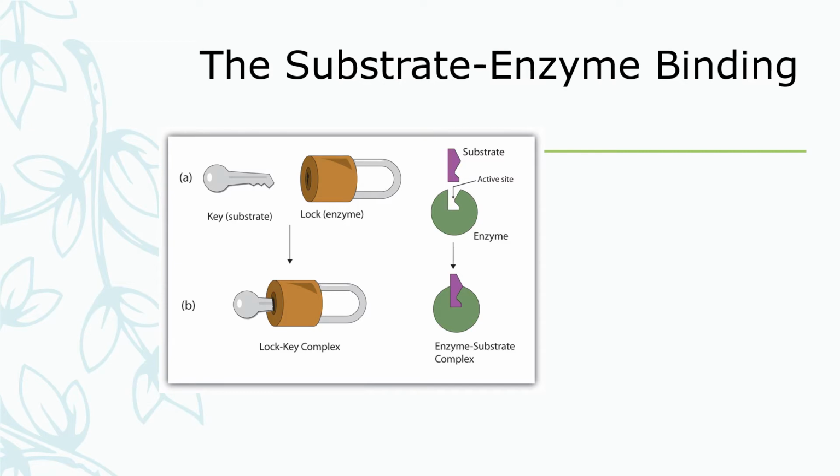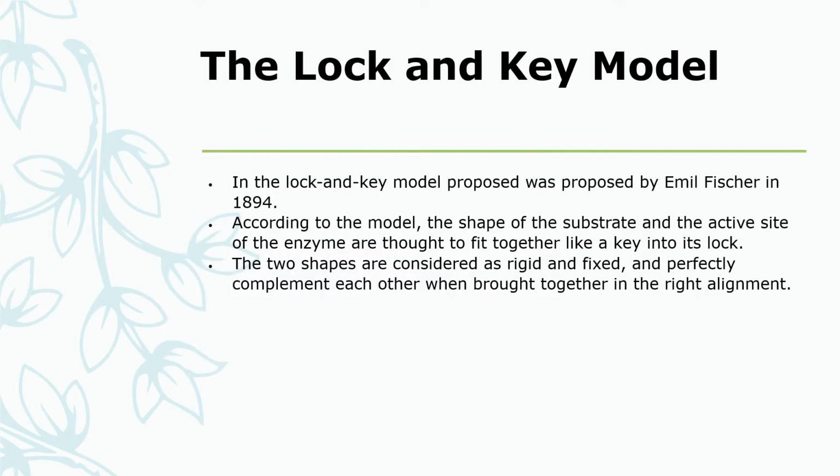Okay, so what happens, the same way how the key acts. How the key just gets fixed into the socket. In the same way the substrate also gets fixed into the active site of enzyme and forms the enzyme substrate complex. So this is why it is called the lock and key hypothesis. And this lock and key hypothesis model was proposed by Emil Fischer in 1894.